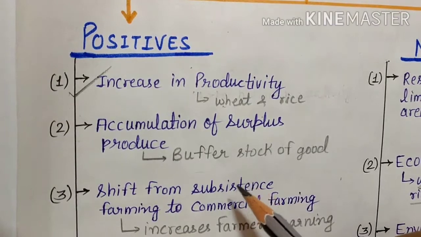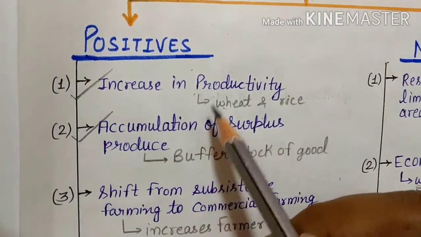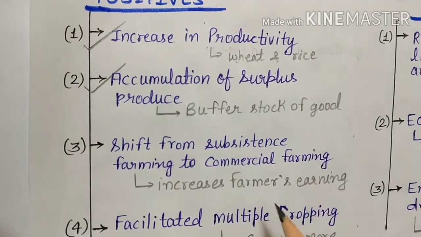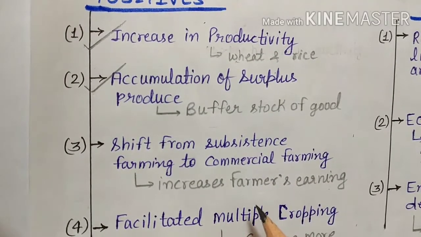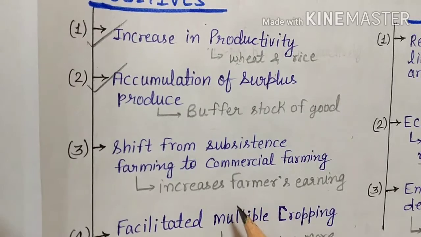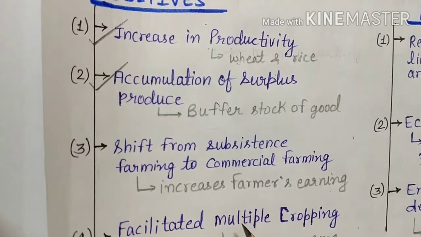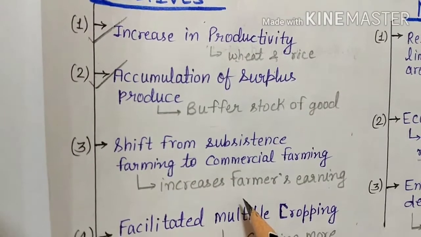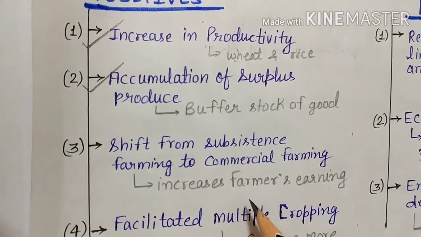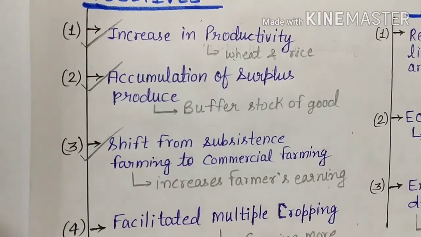Thus the green revolution achieved self-sufficiency, one of the long-term goals of planning. Then third is the shift from subsistence farming to commercial farming. The farmers of India, who were basically first focusing on their self-consumption, are now focusing on the commercialization of farming also. They first use the crop for their self-consumption, and whatever surplus crop is left they sell in the market. So they get profit from it, and it increases the earnings of farmers. That is another advantage of the green revolution.